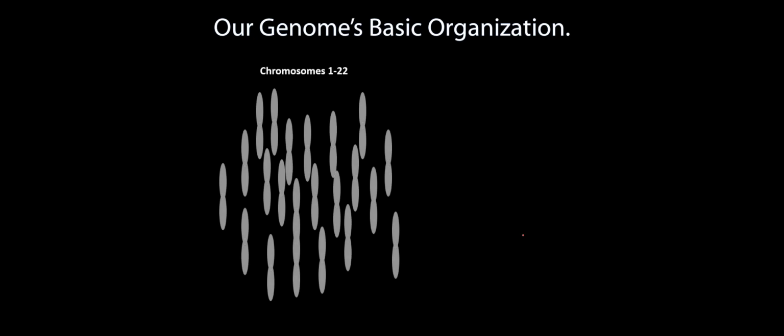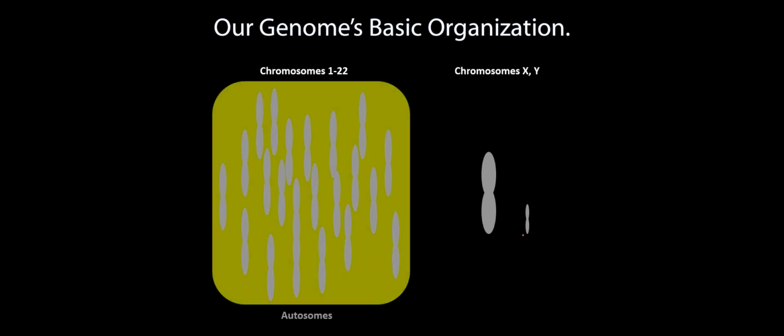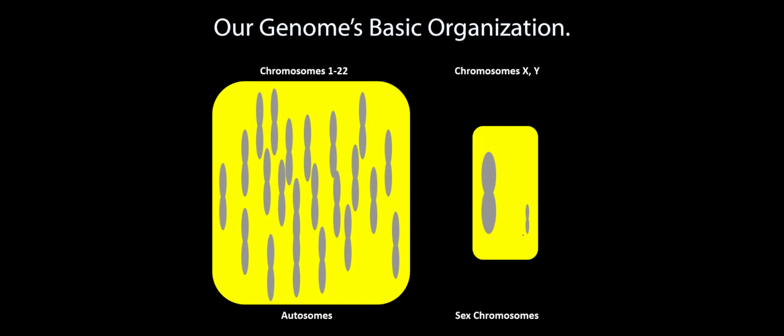So let's make sure we understand our own human genome's basic organization. You can take our entire genome, the entire complement of all of our DNA, and cut it up into a bunch of pieces. The first 22 pieces we're going to call the autosomes, and the second 2 pieces are the sex chromosomes. Okay, so you have the autosomes and the sex chromosomes, and together that makes up our entire genome.